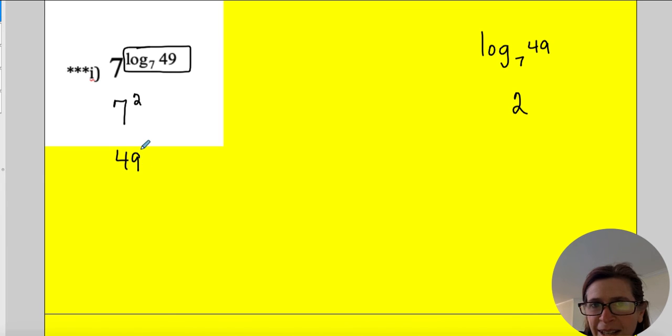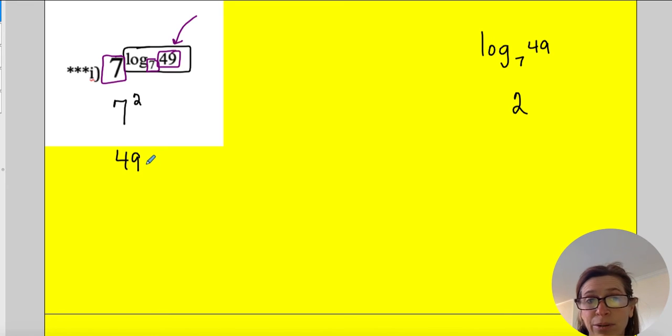Do you notice anything? Do you wonder anything? Well, you might notice that these are the same. You might also notice that the result of that was this. And that is true. If you raise any number to a log of the same base, your result is going to be that 49, where that 49 is, okay?